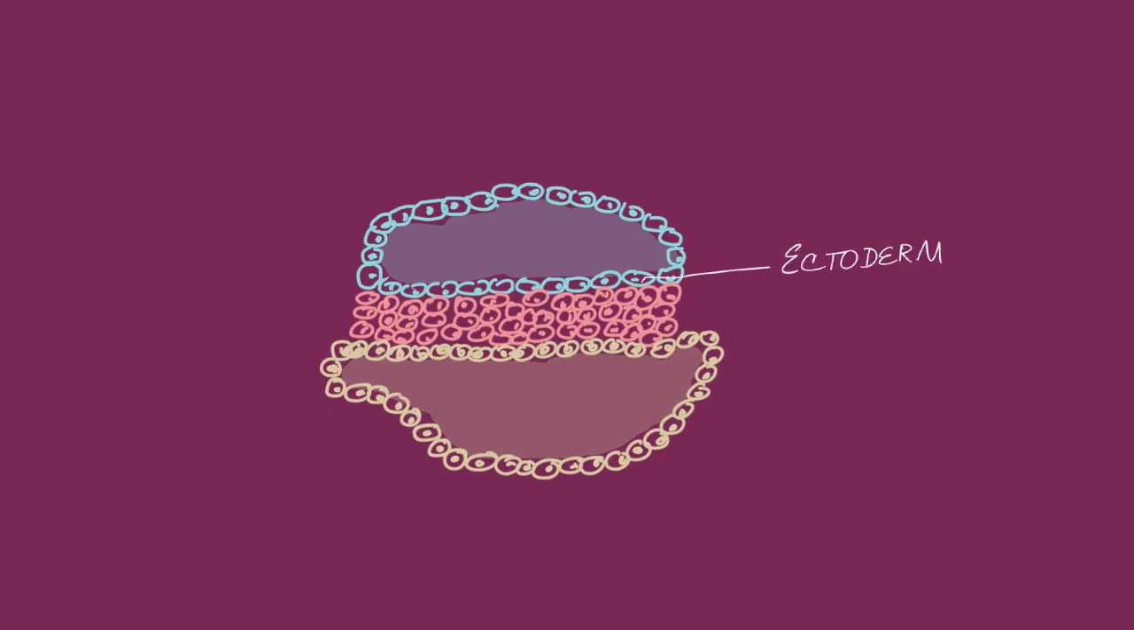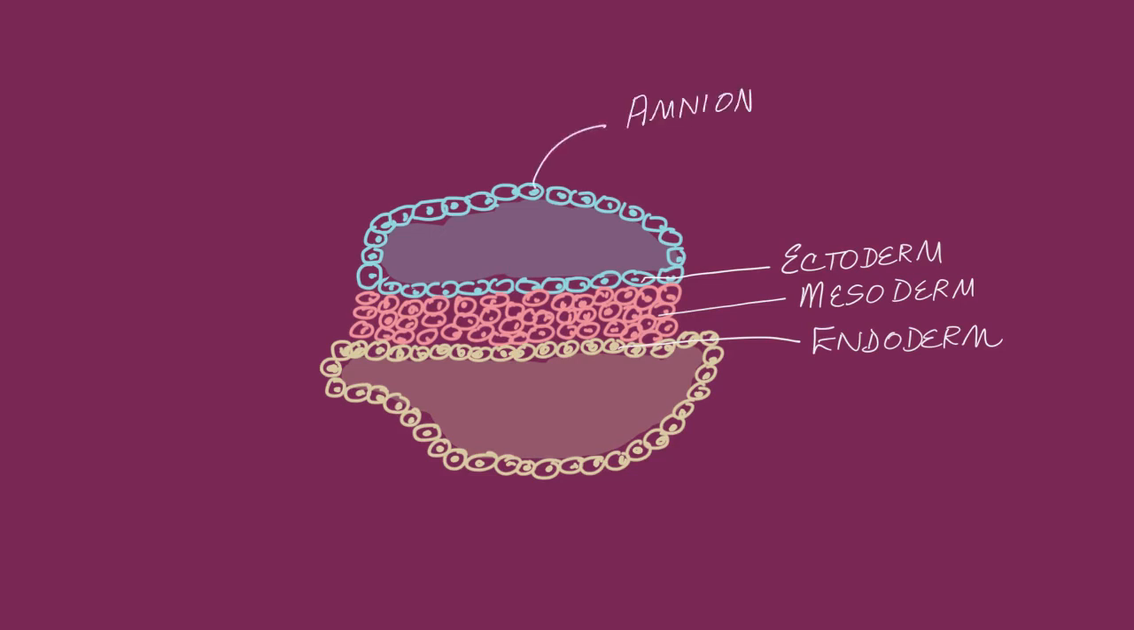So we have three germ layers that are first established. We have ectodermal cells in blue, mesoderm in red, and endoderm in beige. Now, continuous with the ectoderm is the amnion. The amnion surrounds the amniotic cavity, and continuous with the endoderm, we have the yolk sac and the allantois.